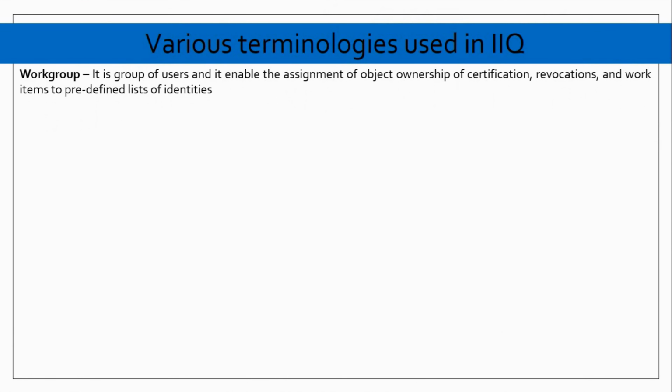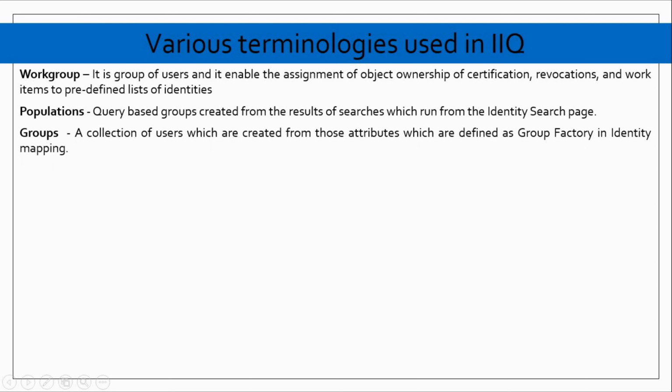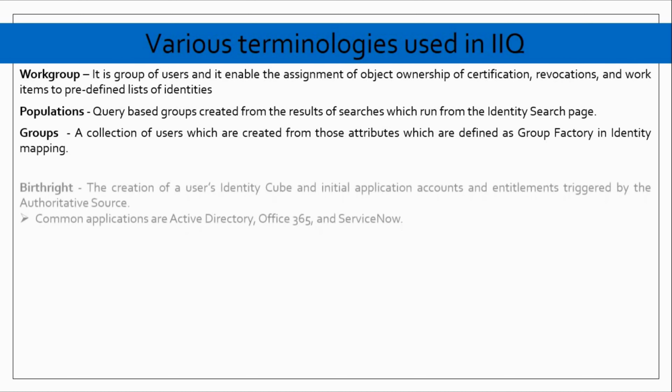Work group. It is a group of users and it enables the assignment of object ownership of certification, revocation and work items to a predefined list of identities. Populations. Query based groups created from the result of searches which run from the identity search page. Groups. A collection of users which are created from those attributes which are defined as group factory in identity mapping.